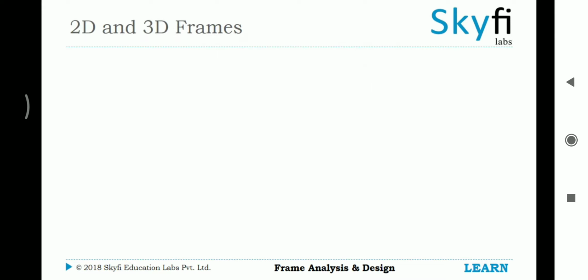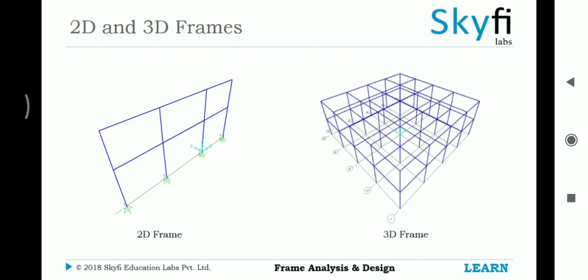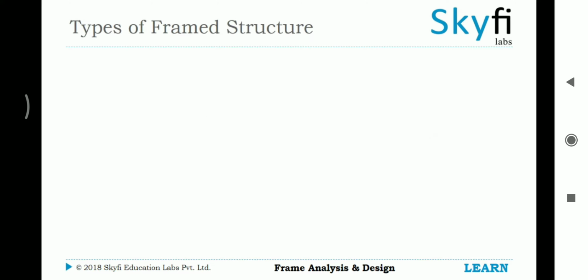As mentioned earlier, a framed structure is a network of beams and columns, joined up to form the skeleton framework of the building. Frames can be designed as two-dimensional, or three-dimensional, as shown, depending on their purpose. Let's take a look at the different types of frames. Frames are broadly divided into two categories.